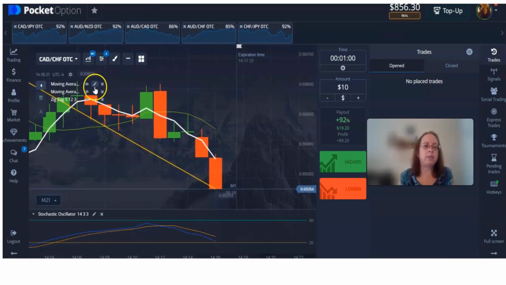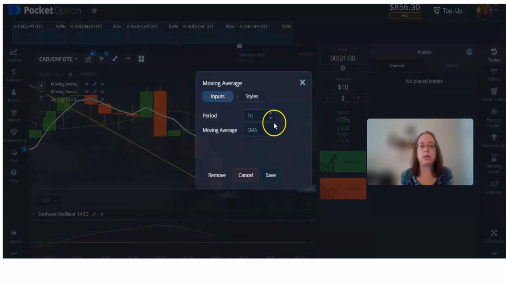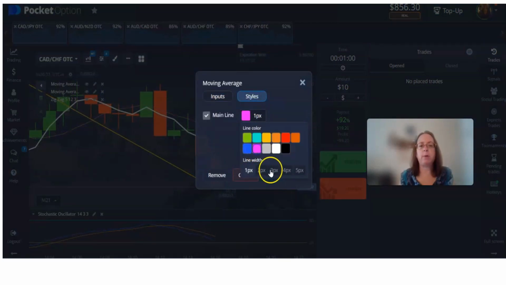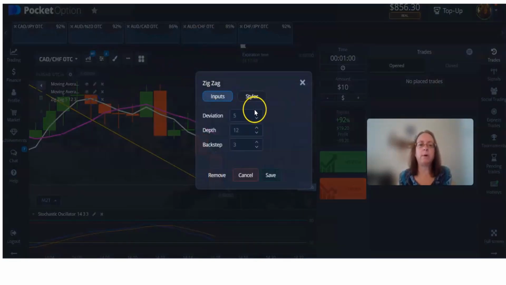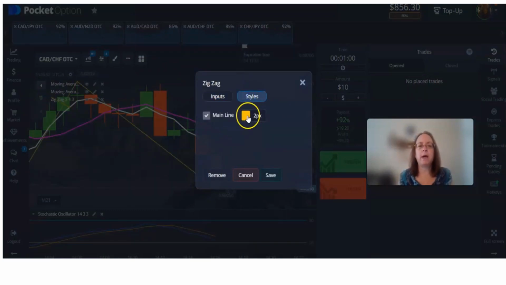The second moving average is going to be set to 7. So you're just going to go in here and change this to 7. And I'm going to change it to this pink purplish color. It really depends on your computer and the graphics as to whether it looks more purple or more pink. I prefer to call it purple. And then we're going to go in here to our zigzag. We're going to leave everything but the deviation, which we're going to change to 4. And then I'm going to leave it at the yellow color, but I'm going to make it 3.